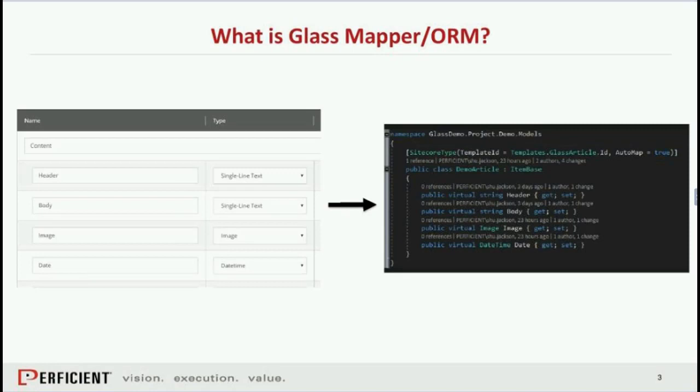Without an ORM, you're going to end up writing a ton of mapping code, which we'll show you examples of. GlassMapper just takes a lot of that headache away for you, so it's better to work smarter, not harder. GlassMapper specifically allows you to map data from Sitecore, such as this template, to a strongly typed C# model. For example, in Sitecore, we've got single line text, and we can map that to string in our C# model. So it's not the exact same thing, but we can map them to each other.